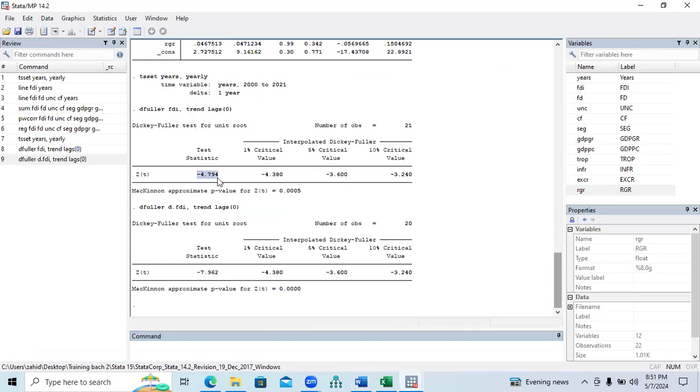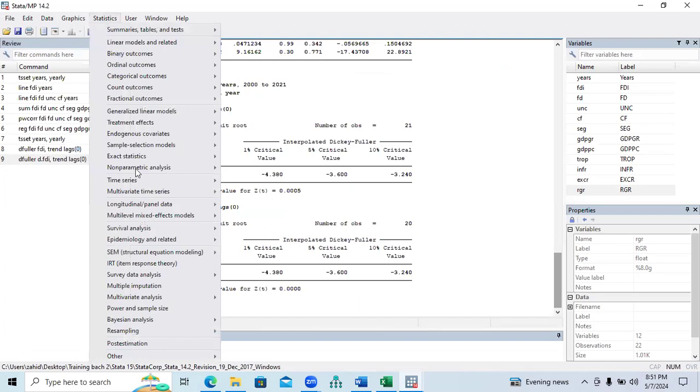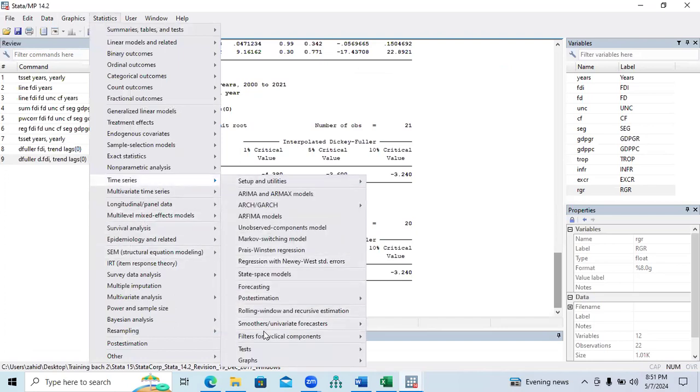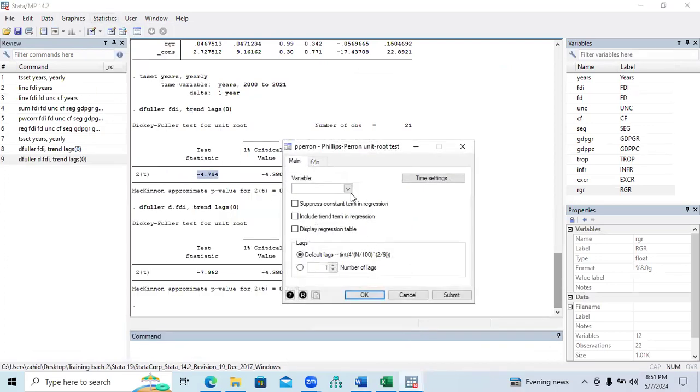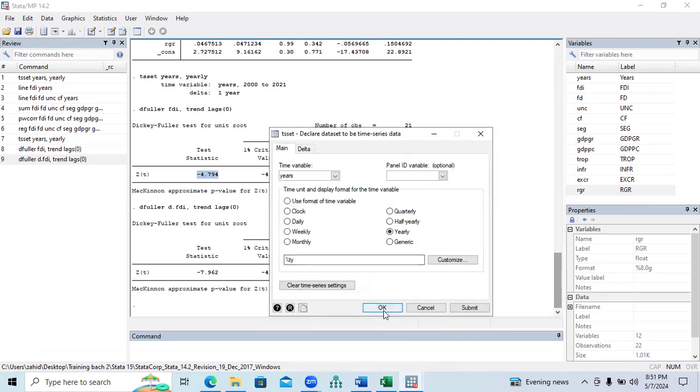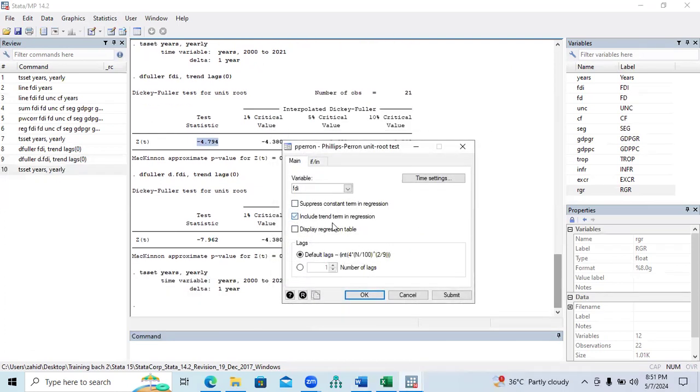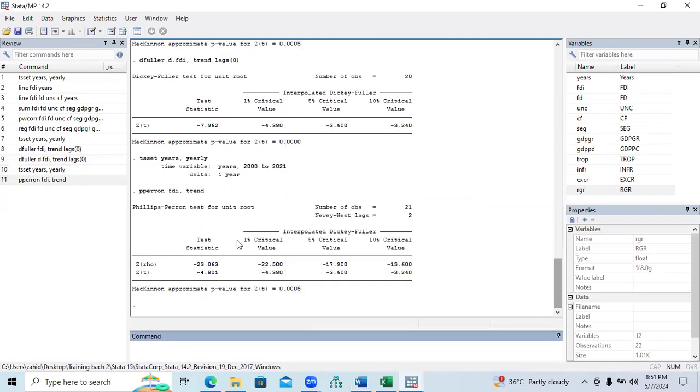The other test that you can apply here: you go to Statistics, you go to Time series, and then Tests. Phillips-Perron, which is also known as the PP test. It is a very renowned test. You can use it. You can set up your time as years, yearly. It is okay. Include the trend term in regression and click on OK. So it will compute your results like this. You need to see the Z(t) value here. It is greater than all values of the different critical levels, and the p-value is also significant here. So you can see it is significant at level.